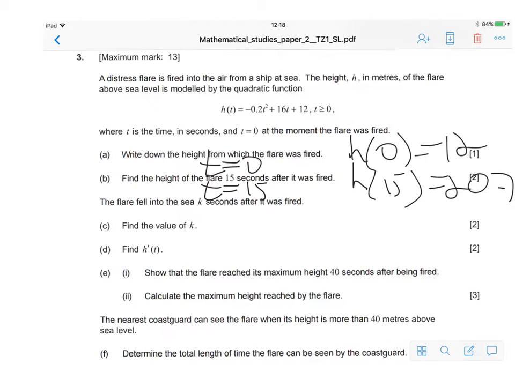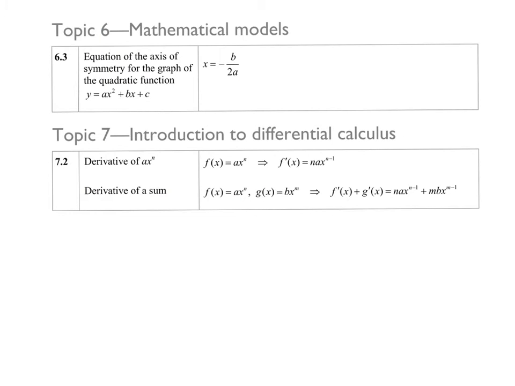All right, so some of the formulae I'm going to use. You can see the formula here, the formula for the equation of the axis of symmetry. This is where the vertex is, the x location. So I can use that to find the maximum height of the flare. And then down here is the power rule. You take the n down front, multiply it times a, then times x, and then you have to take away 1 from the exponent, 1 from n.